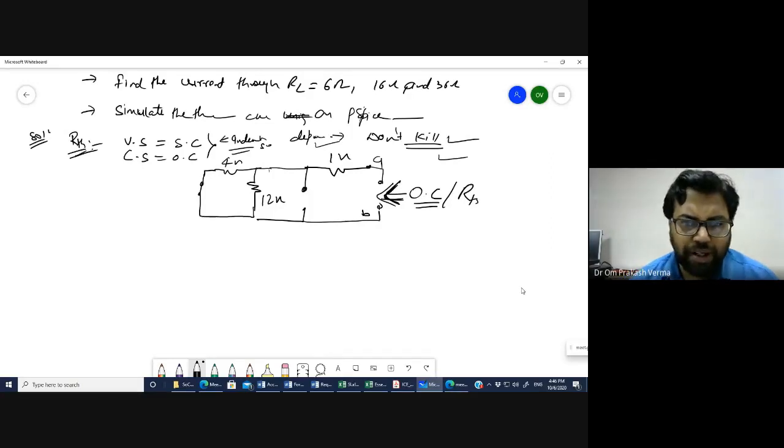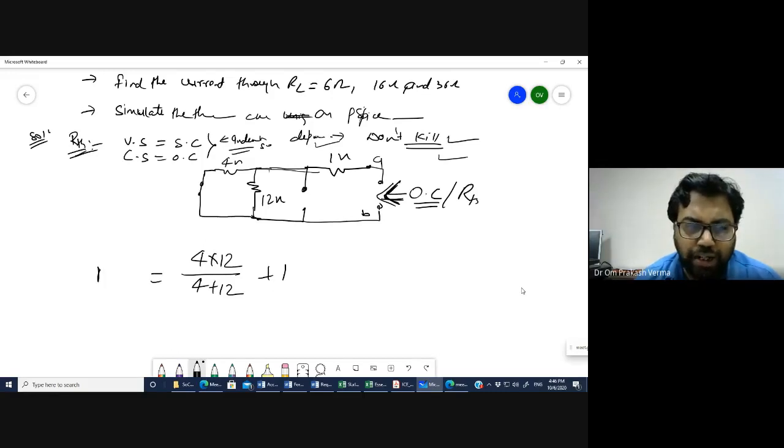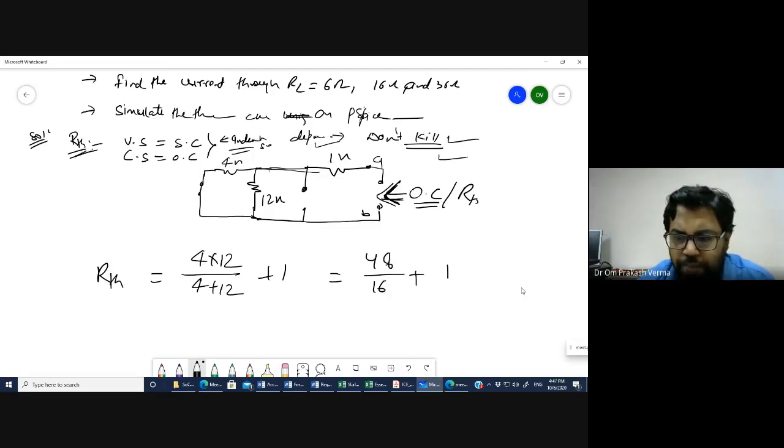So can you tell me how you can proceed? The 4 ohm and 12 ohm are in parallel, so you can calculate 4 into 12 by 4 plus 12, right? Since this terminal is open circuited, this parallel resistance is connected in series with the 1 ohm resistance. So this is RTH, if I'm not wrong. This is 48 upon 16, which is 3, plus 1 is 4. So 4 ohm is RTH.